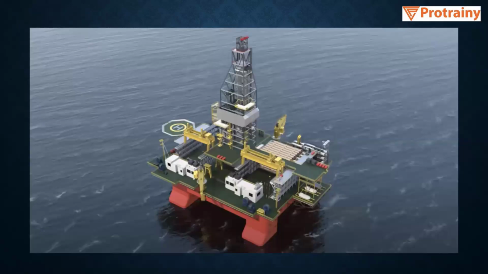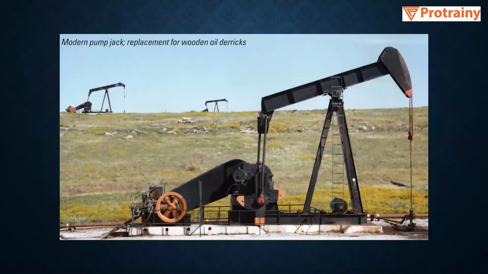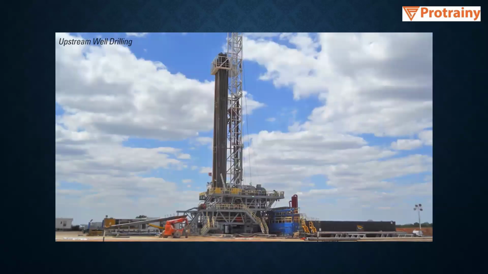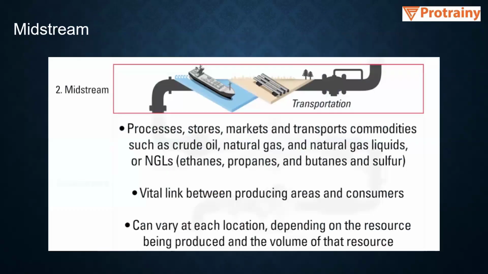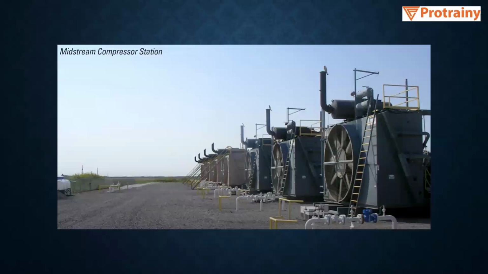So this is an offshore platform, and this is where we have drilled wells and we are taking out the oils, the crude oil. So this is upstream well drilling. Then midstream, we discussed that we are transporting the raw material, the crude oil, from one place to another for further processing, either by using ship or by using cross country pipelines or inland pipelines. So these are the compressors.